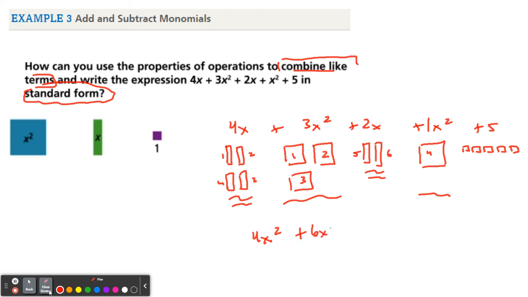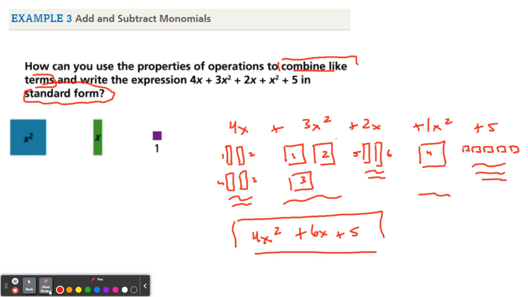That's positive 6x. And we don't change it and make it like an x squared because these are still 6 rectangles. And then we only have one constant term right here that has 1, 2, 3, 4, 5 little squares. So we just add 5. And that is how you can visually combine these like terms.